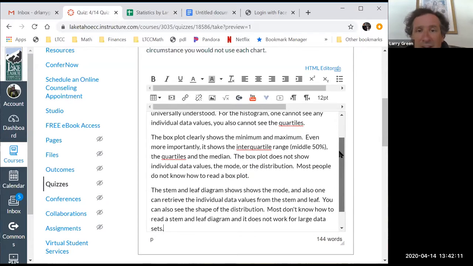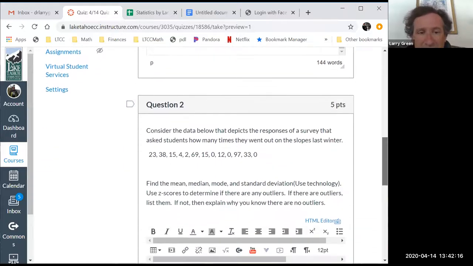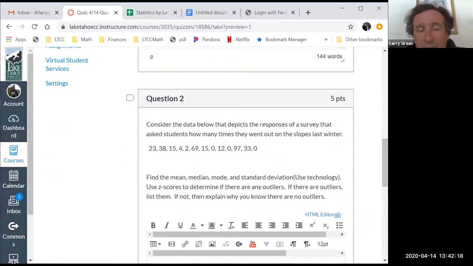Okay, any questions at all on question 1 of the quiz? Okay, let's go to question 2. Consider the data below that depicts the responses of a survey that asked students how many times they went out on the slopes last winter. And here we go. We got 23, 38, 15, et cetera. I want to find the statistics, and I said you need to use technology. There's no way you want to do this by hand. I couldn't even do this in 20 minutes by hand. So forget that.